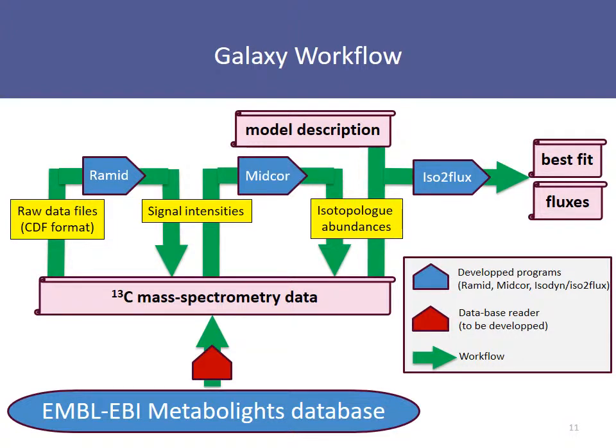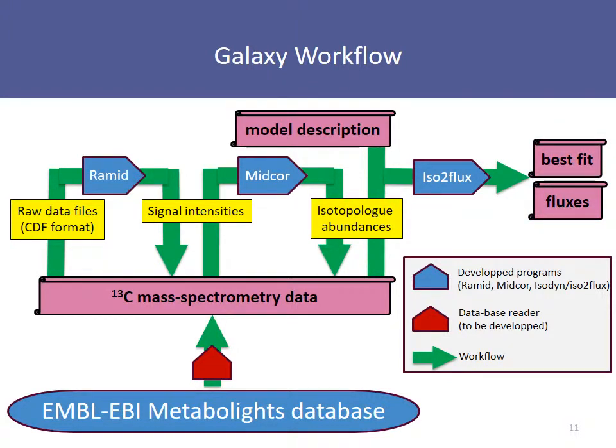Regarding data, two groups of data are required as inputs. Mass spectrometry data, including CDF files, grouped and compressed in a zip file, and an associated matrix of data correspondences, where the applications of RAMID and MIDCAR are recorded, and it is an input of ISO2FLUX. And a complete model description for ISO2FLUX, including both a description of all involved reaction stoichiometries, and the transitions in carbon positions. Also, an optional file can be added with analysis options.